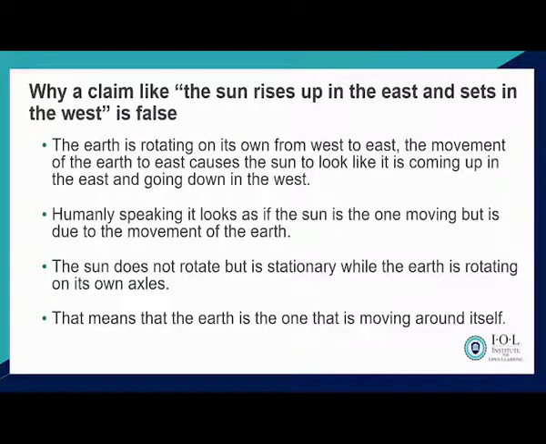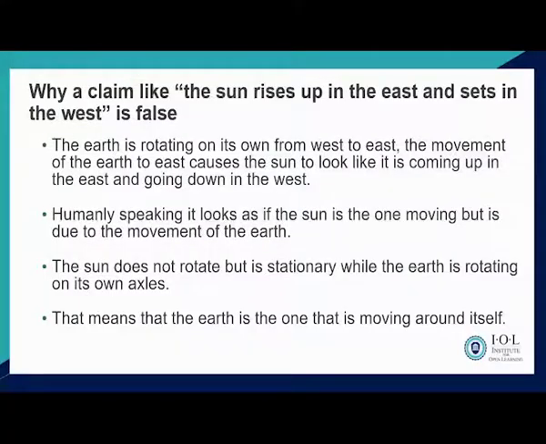Because the Earth rotates on its own axis, moving from west to east, that movement of the Earth is what causes the sun to look like it's coming up in the east and going down in the west. Humanly speaking, it looks as if the sun is the one that is moving, but it is due to the movement of the Earth. That's what I indicated earlier.